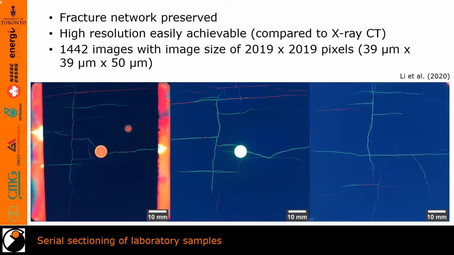This is similar to what is done in medicine and biology, where a 3D image is reconstructed from sectioned specimens. It allows us to preserve the fracture network shape and also produces a high resolution image that is better than what we are currently able to produce with X-ray CT imaging for samples of this size, which is about 8 centimeters in length. The images shown are examples of the sections taken from the top, middle, and bottom of the sample. This resulted in a large data set with a resolution of 39 by 39 by 50 microns.